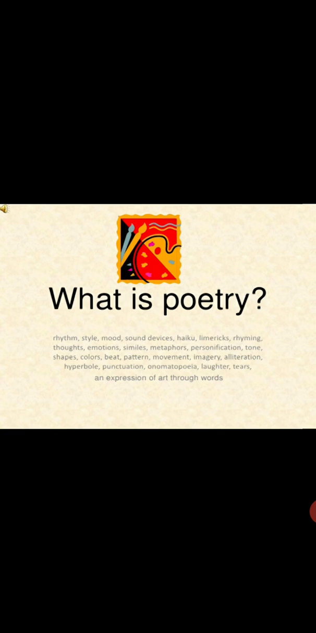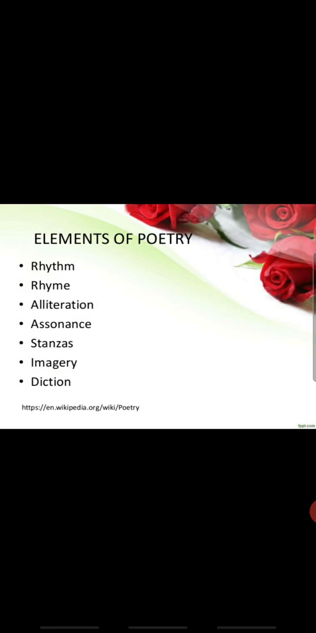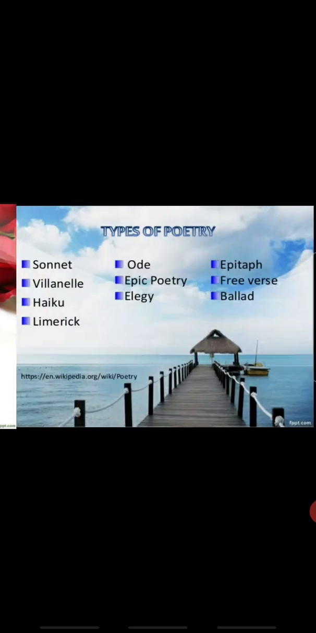Now I'm talking about the elements of poetry. So what is poetry made up of? What does poetry consist of? It consists of rhythm, rhyme, and literary figures that are frequently found in poetry, like alliteration, assonance, stanza, imagery, diction. So these are the common elements of poetry.